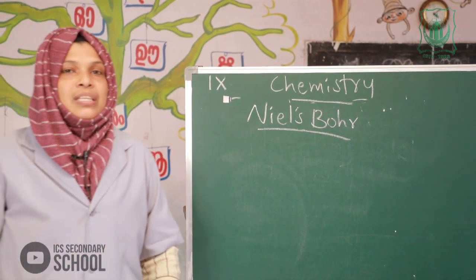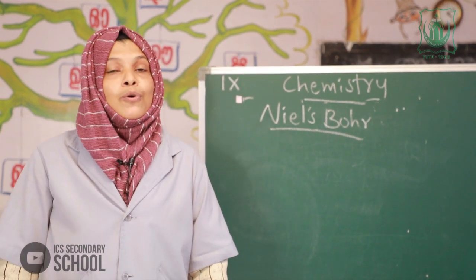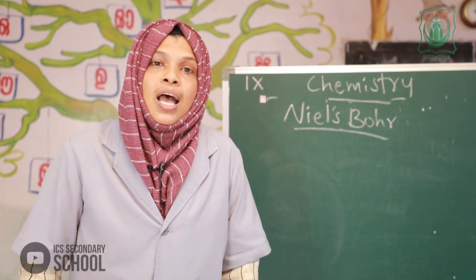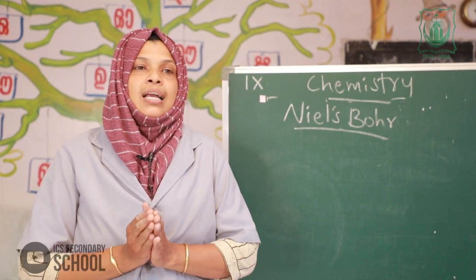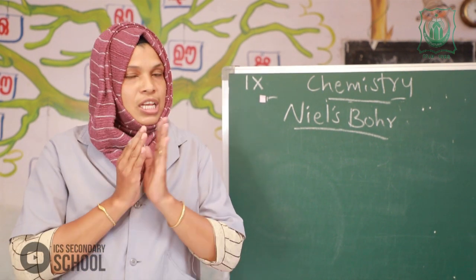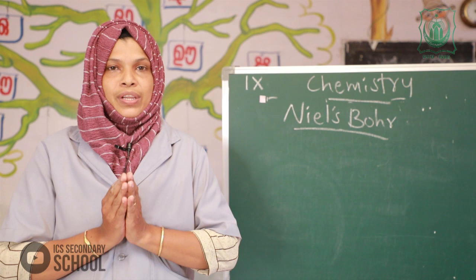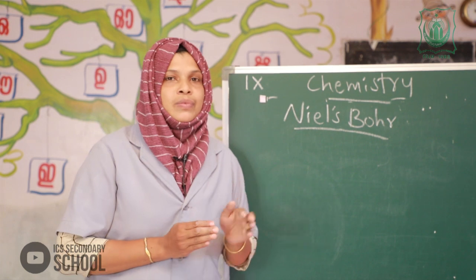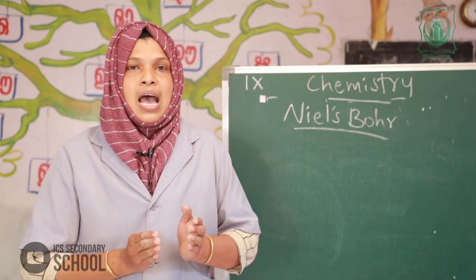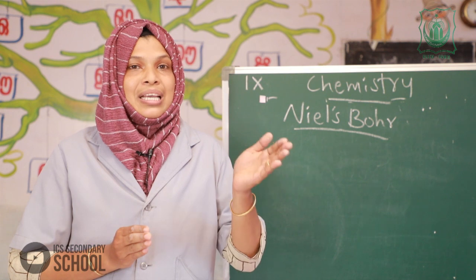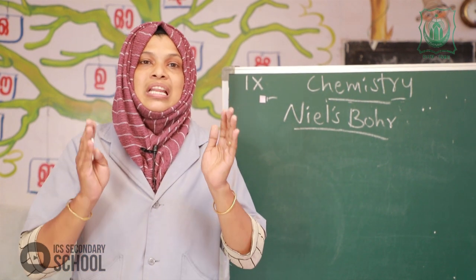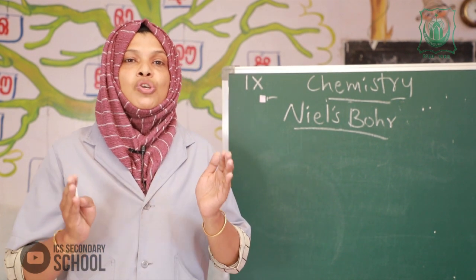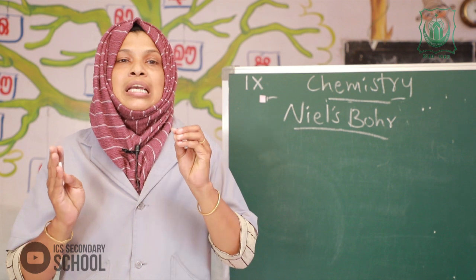Niels Bohr proposed a new atomic model, or gave a better explanation to the Rutherford atom model. The Niels Bohr model is known as the Bohr model of an atom. By this model, electrons revolve around the nucleus in a fixed path. That path is known as orbits or shells.